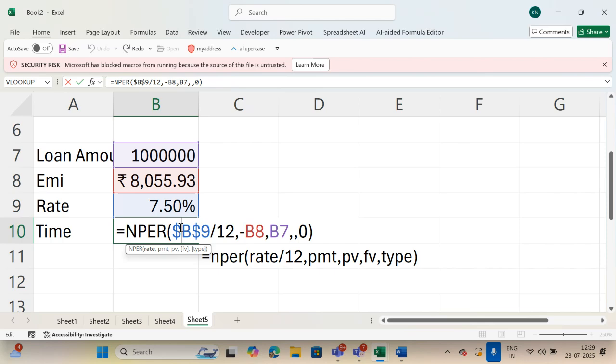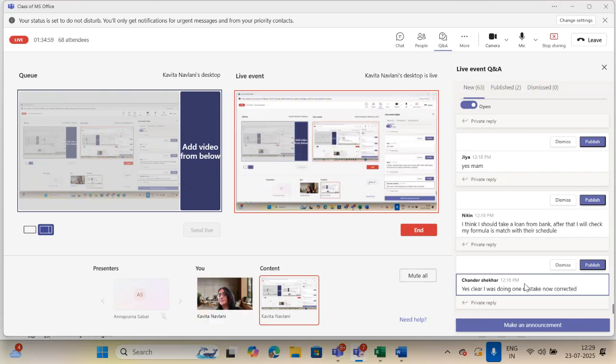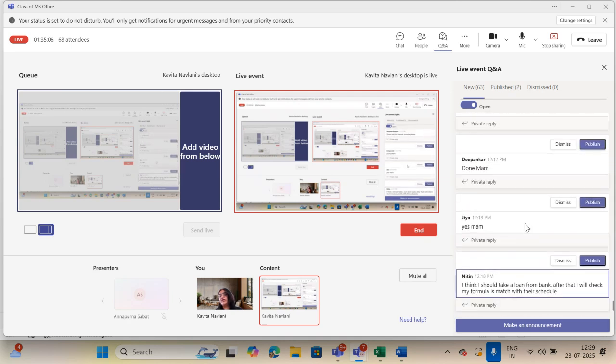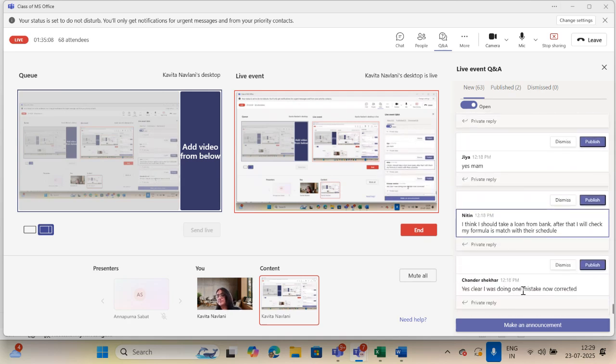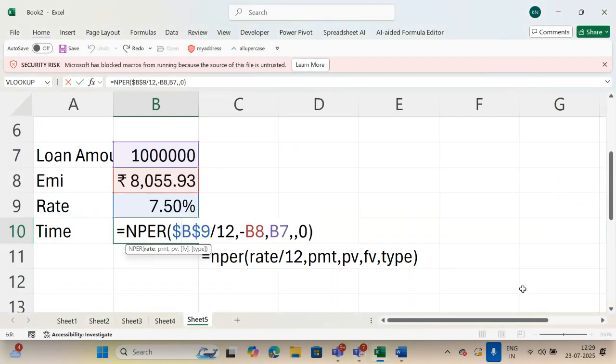Should I move to the next? The RATE and NPER functions are completed. Anybody wants to ask something? Chandrasekhar, Sudeep, Dipankar, please. Come on fast.